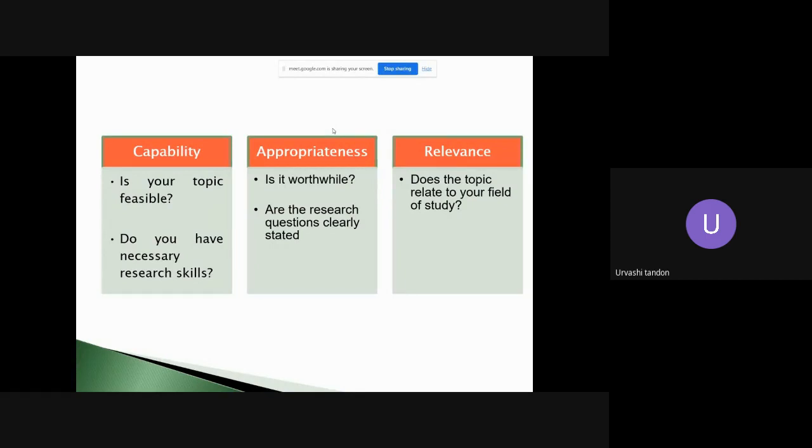So this is important. Whatever topic you select, let's say somebody says, okay, I want to do research on COVID. COVID is gone. Now research on COVID would be futile. Even the journals have stopped taking papers based on COVID. So COVID came, COVID went. So again, it's not a researchable topic.